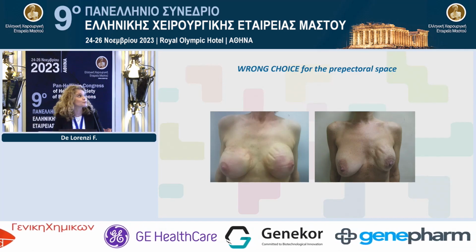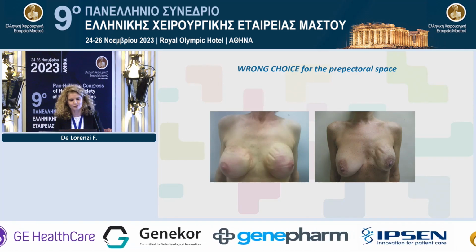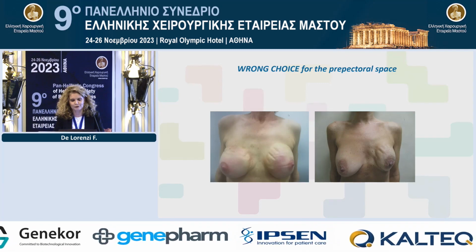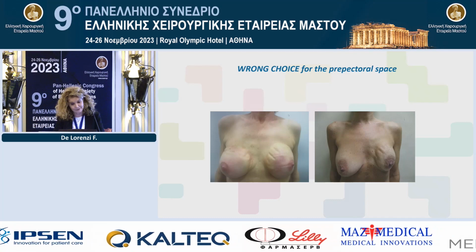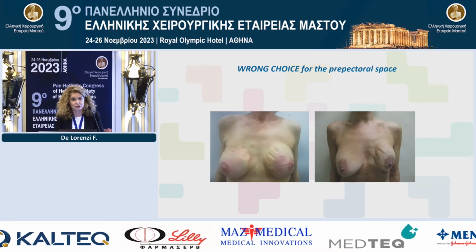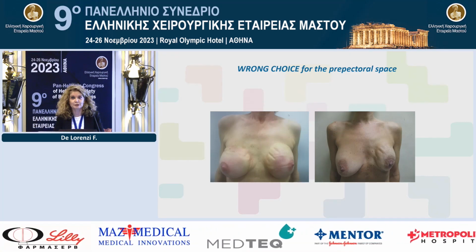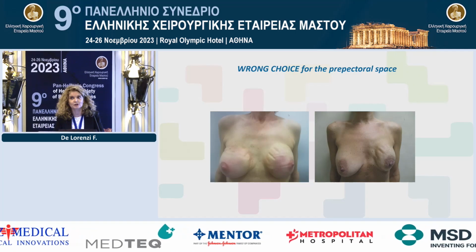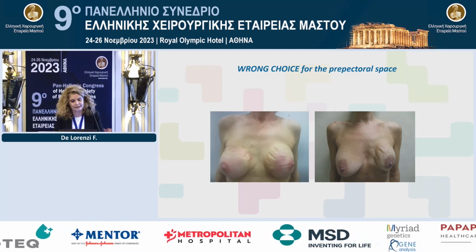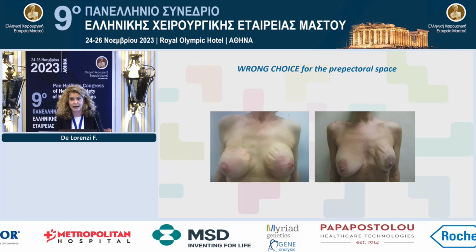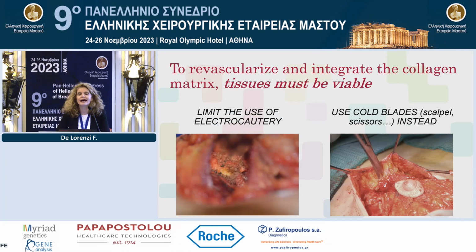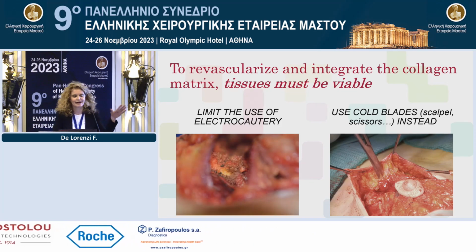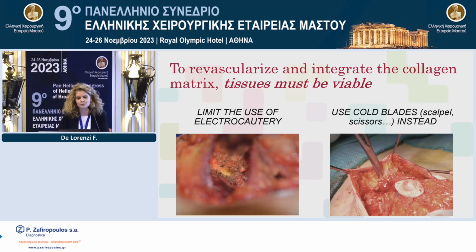And these 2 patients probably are the wrong choice, so they are not fit for the prepectoral reconstruction. They were very thin, they did not have enough fat tissue. We cannot graft this patient, so probably in these patients we have to change the plane and go behind the pectoralis major. And of course, anytime we use a matrix, any kind of biological matrix, we have to ensure the integration.